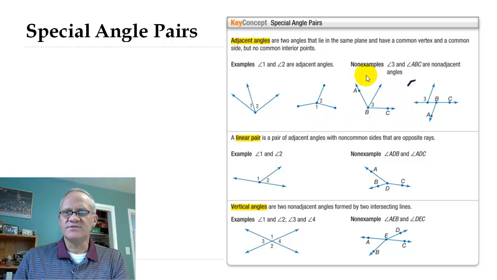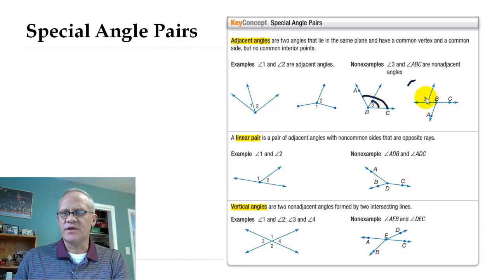They give you a couple of non-examples over here. So angle 3 and ABC. Angle 3 is just this angle right here, and ABC is this whole thing. They do have a side in common, they both have BC. But you could have points in between these two lines that are inside both angles. So the two angles overlap, and that would not be adjacent.